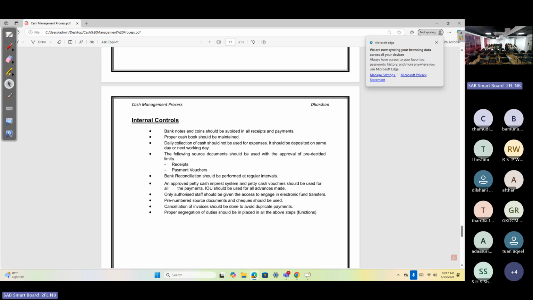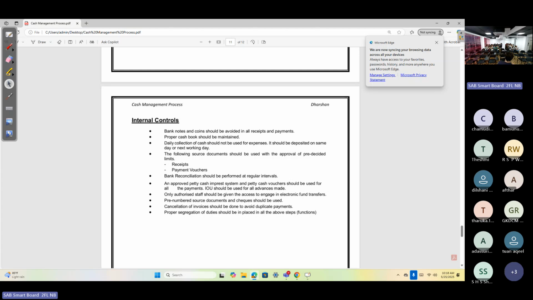Proper cash book should be maintained. Simple thing. Proper cash book should be maintained. Daily collection of cash should not be used for expenses. It should be deposited on the same day or next working day. This is the most important one, control. In the practical and also most important one. So whatever cash you receive before 3 o'clock, okay, because banks are closed 3 p.m.